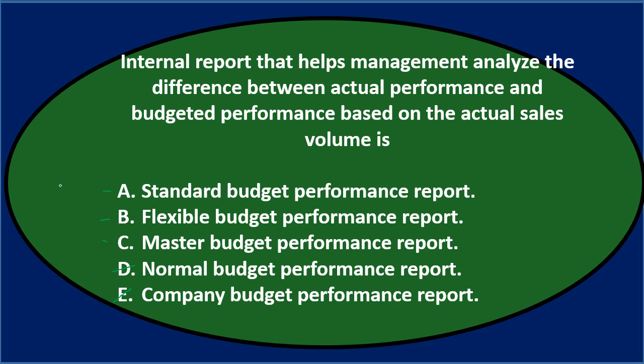Internal report, so it's going to be an internal report, for management, helps management analyze the difference between the actual performance and budgeted performance based on the actual sales volume. And that's going to be the key number. It's based on the actual sales volume. So the standard budget performance report, you would think maybe that sounds like it would be based on the standard or budgeted numbers rather than the actual. Flexible budget performance report, that sounds like it changes. And then the master budget performance report.